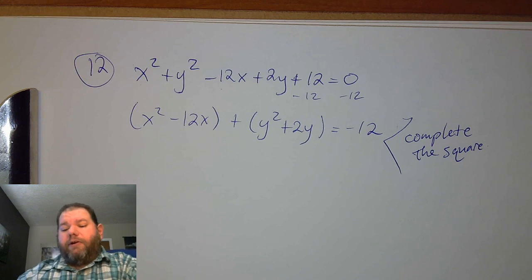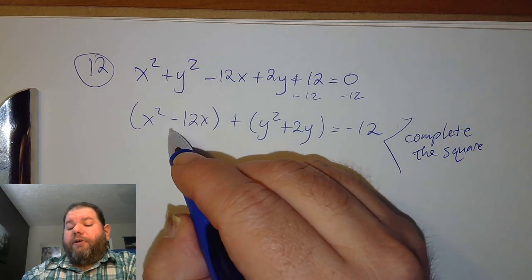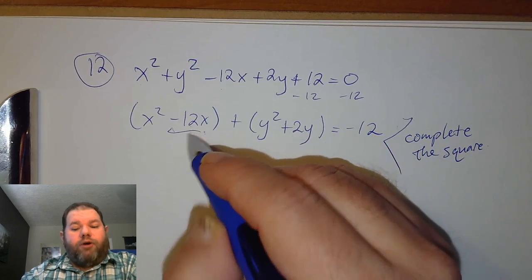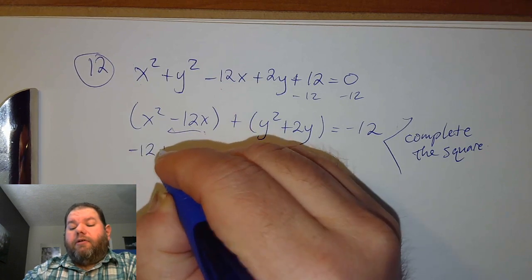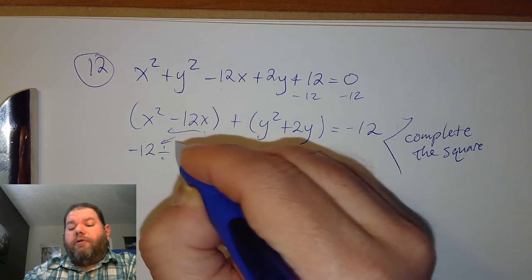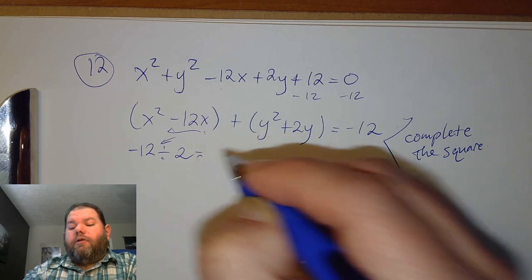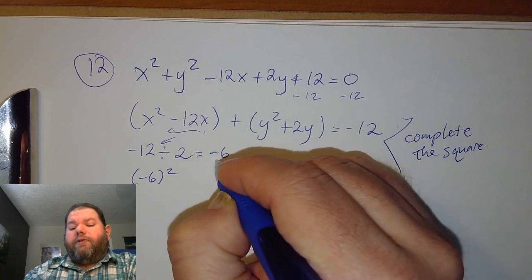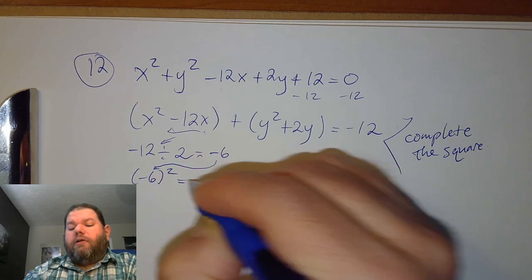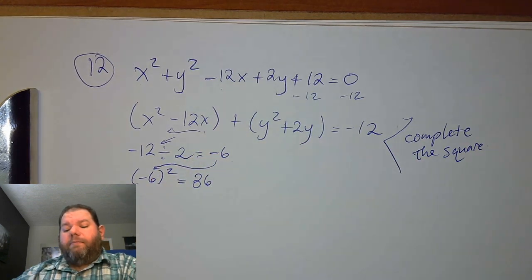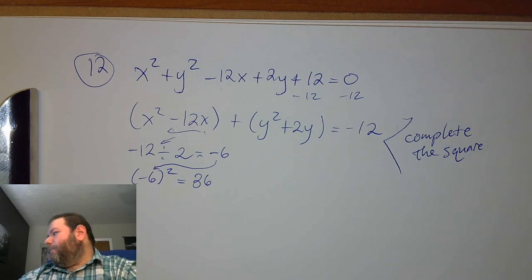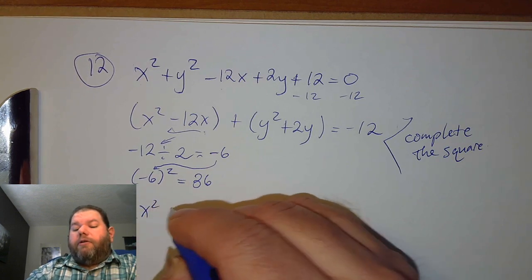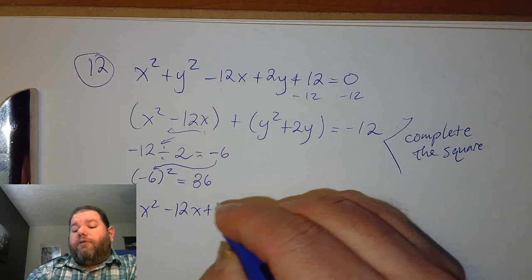If we complete the square, remember we take whatever's in front of the x or the y, negative 12 in this case. We divide that number by 2, which gives us a negative 6. And then we square that result, and that gives us a 36. So that means we'll have x squared minus 12x plus 36.